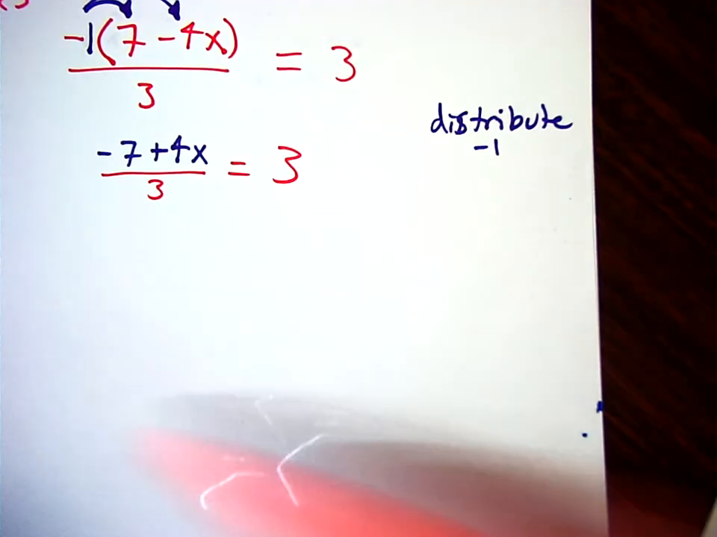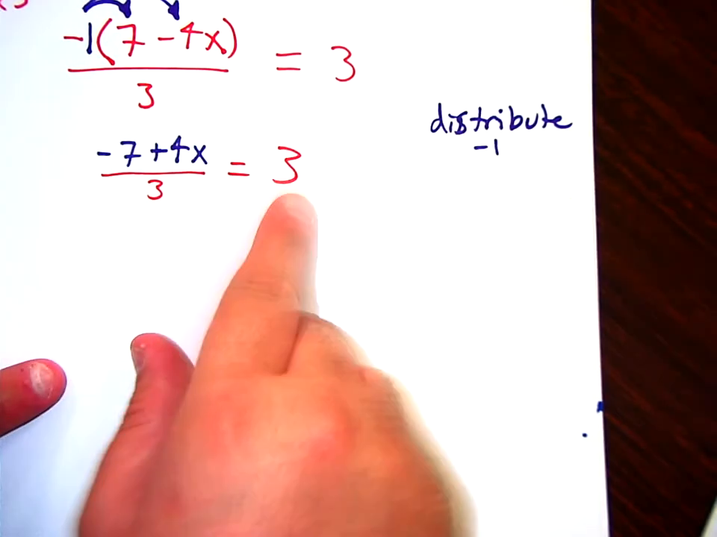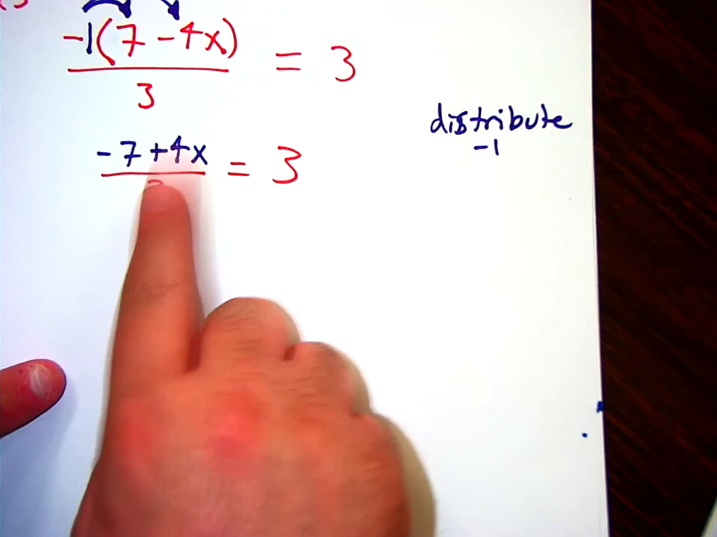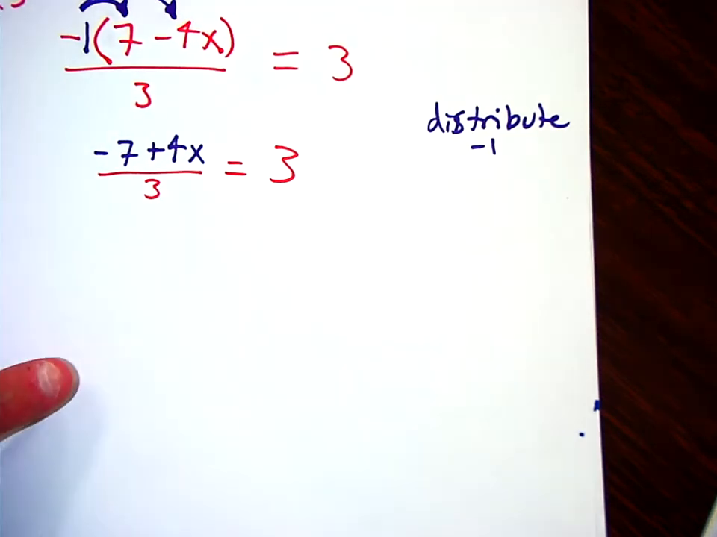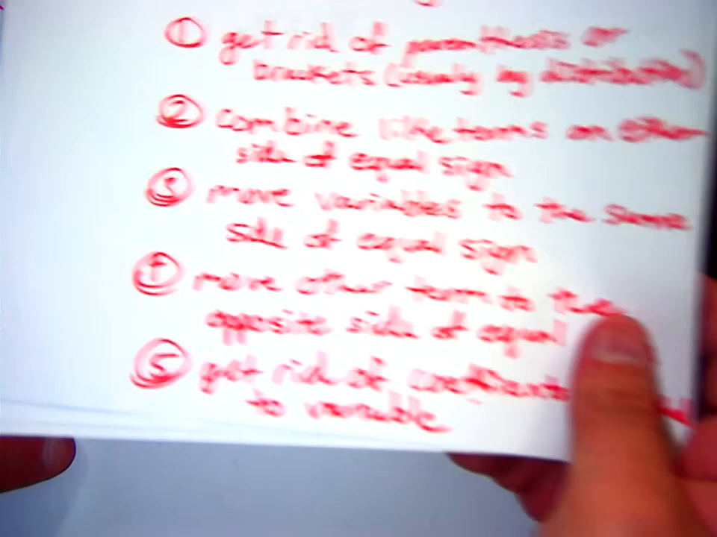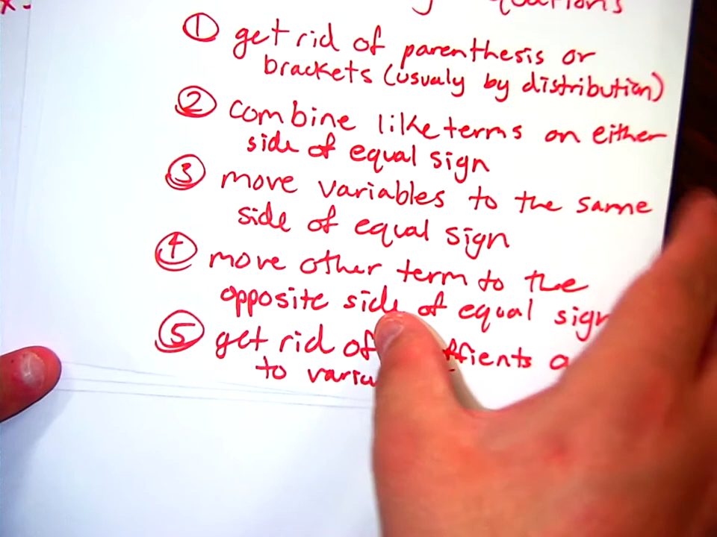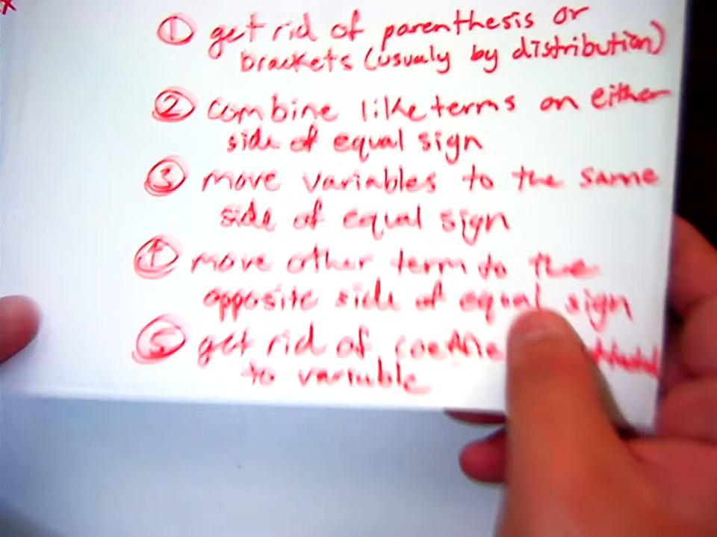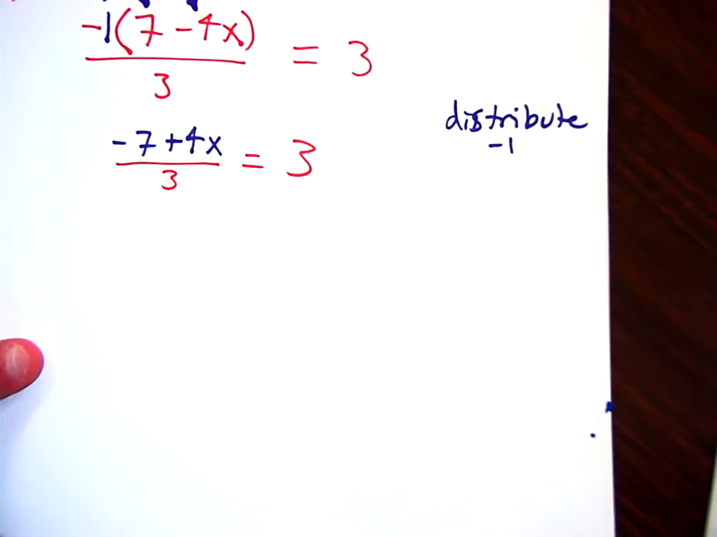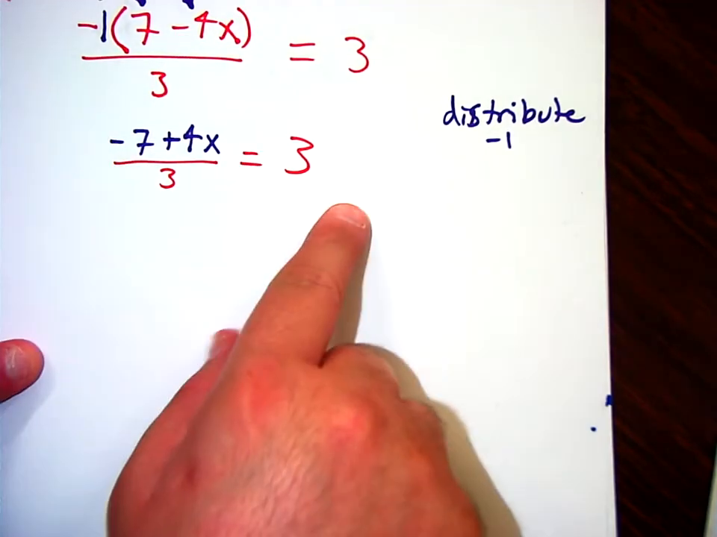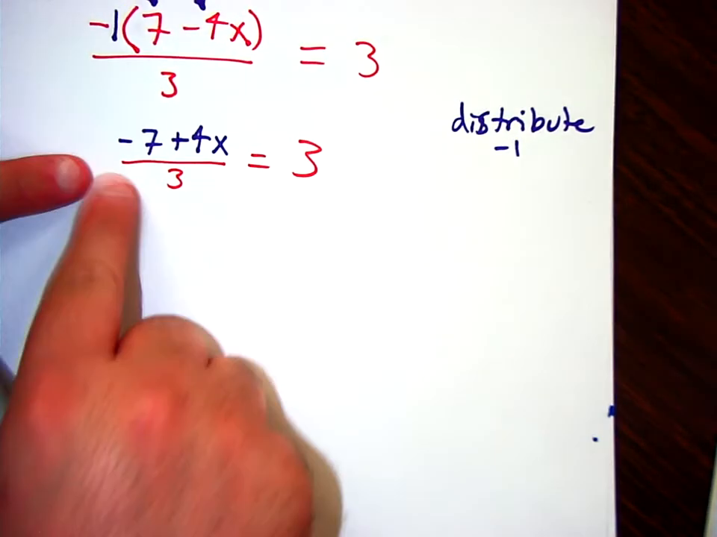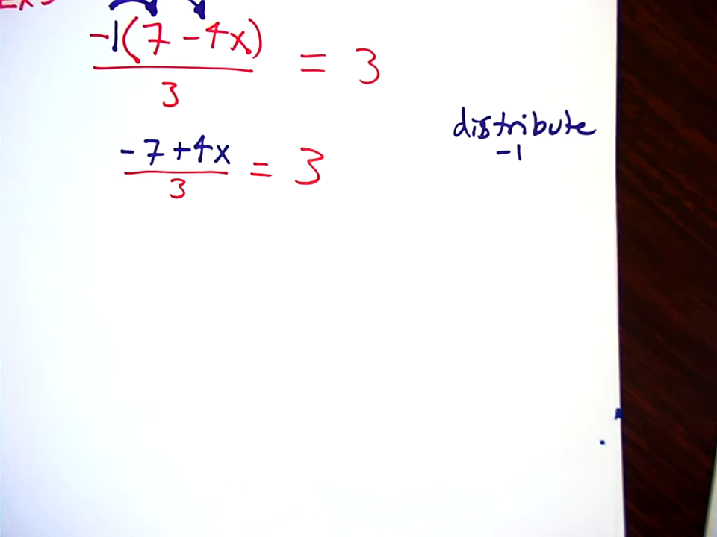Okay. Do I have an x on this side and this side? No, just on this side. We're good. Now we're going to move other terms to the opposite side of the equal sign. And this is where we're going to run into a problem, because we got to move this 7 to the other side. We can't do that yet because we have this pesky divided by 3 here. So how do we get rid of that divided by 3?